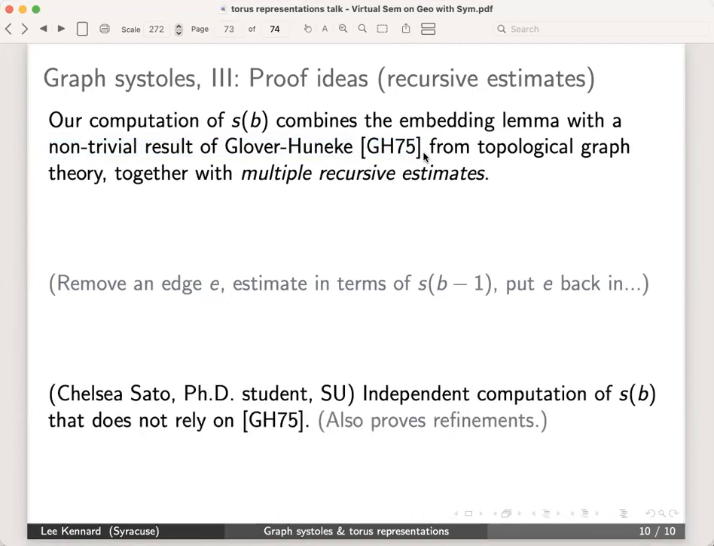And so I just want to advertise work of another student of mine who has independently calculated this S of B for these Betti numbers. And specifically, it relies more on the recursive estimates, and it does not need to cite this result from Glover Huneke. I think this is really nice because it provides an independent proof. And in the meantime, because she's doing this more systematically, she's getting better estimates. The estimate of S of B itself is already optimal, but she's getting lots of refinements if you filter by other graph invariants.